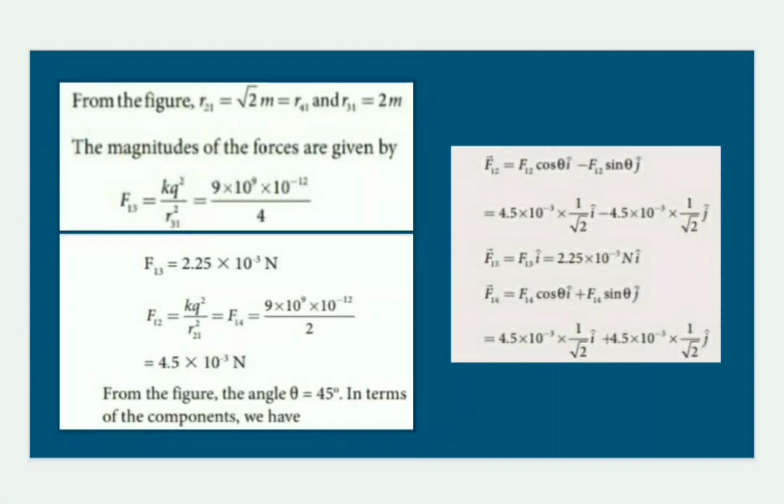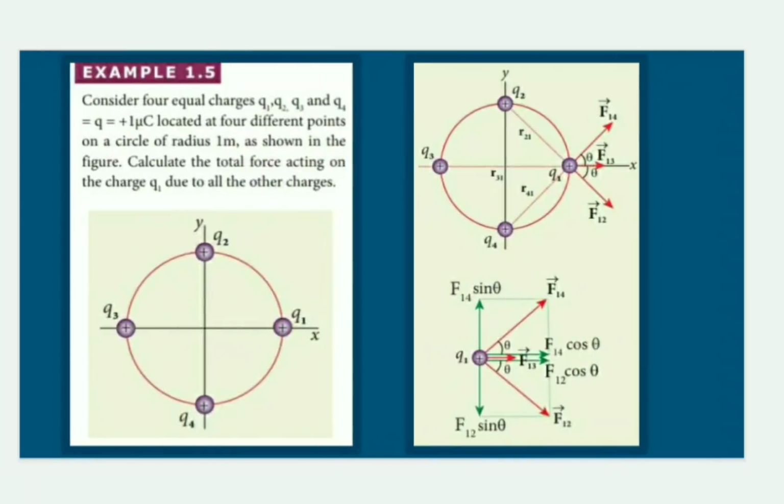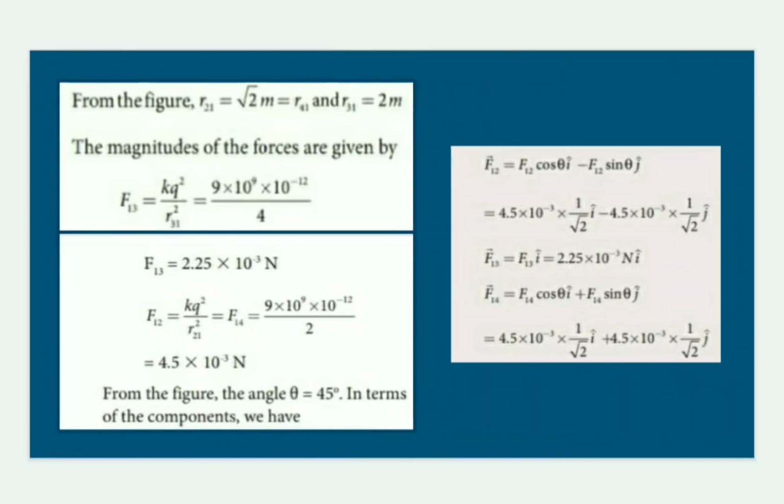So now what is F13? K q square by R31 square. So substitute the values: 9 into 10 power 9, and q square is 10 power minus 12 because it is 1 microcoulomb. So 10 power minus 6 into 10 power minus 6 is 10 power minus 12.